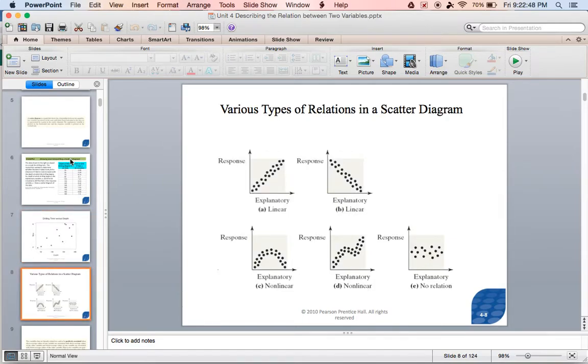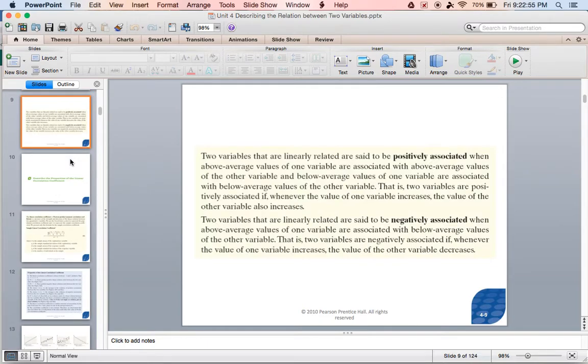Various types of relations in a scatter diagram. Pause it and look at them at your own pace and discretion. Just like you've been dealing with in your algebra classes in prior years, positively associated would look like a positive slope. As x increases, y increases. As x decreases, y decreases. Negatively associated is if you would have one positive value and one negative value, and vice versa between the two variables.